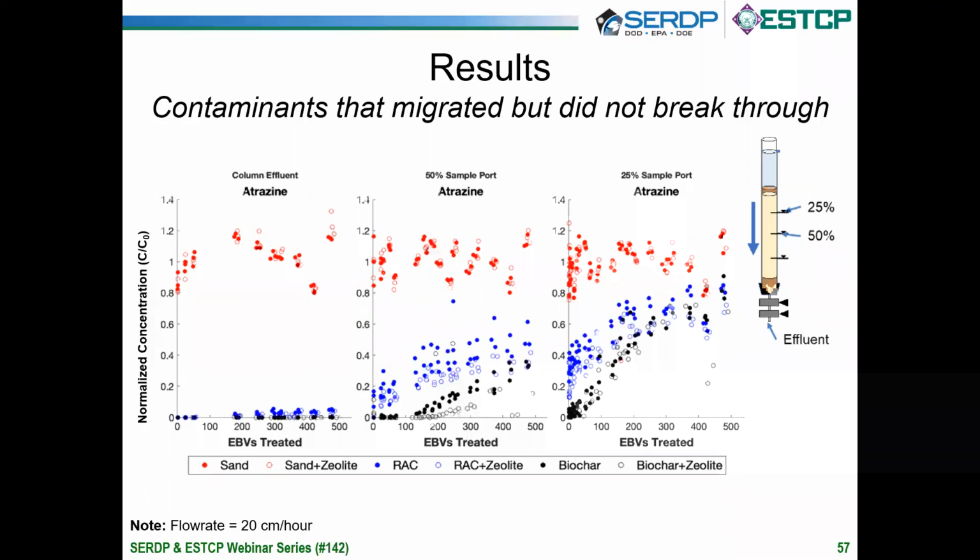And so what we see here in the effluent again with the atrazine, there's no breakthrough. But then when we go up to the halfway point in the column or the 1/4 point place in the column, you start to see this migration now of the atrazine. So the atrazine is sort of moving through the column as a front. A wave of concentration is making its way through the column.